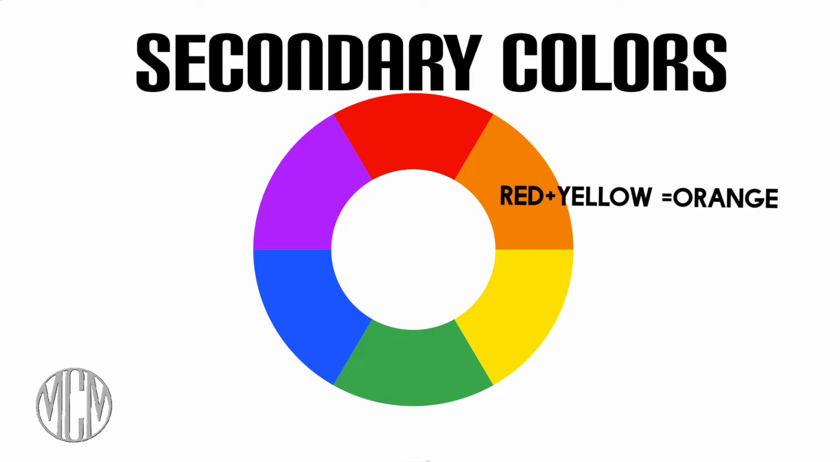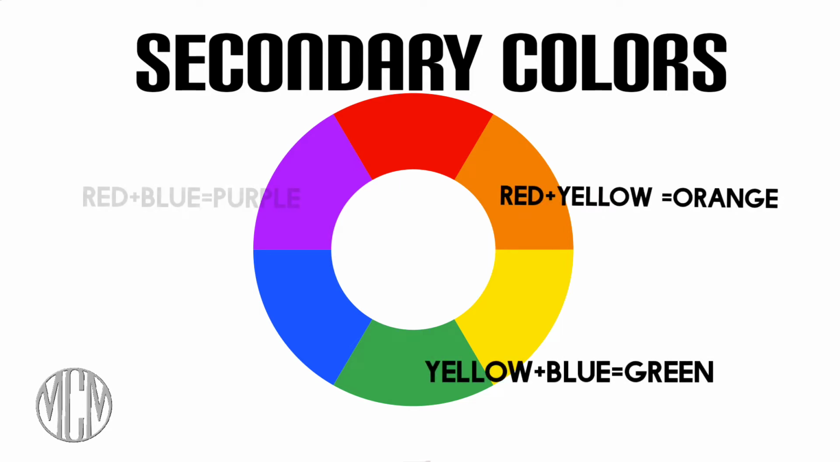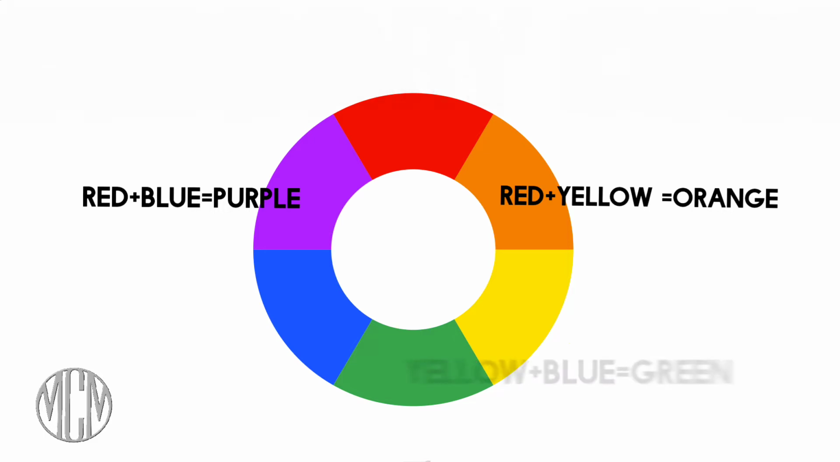Our secondary colors are what you get when you mix two primary colors together. Yellow and blue will create green, red and blue will create purple, and yellow and red will create orange.